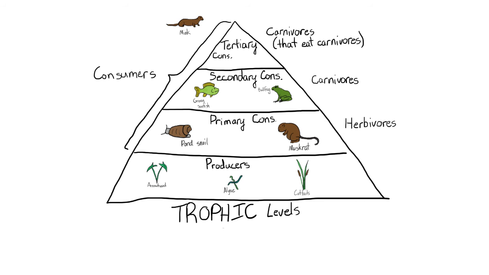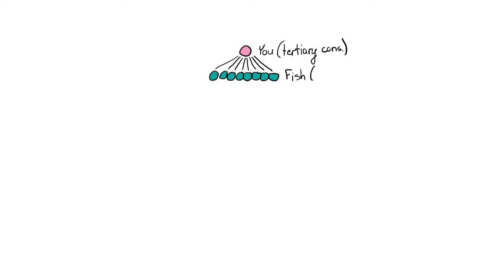Why do we draw this like a pyramid with the producers on the bottom and these tertiary consumers at the top? Imagine you are that top level predator. You are the tertiary consumer. So here you are as the pink circle. Let's say you ate 8 fish to sustain you for 1 week.